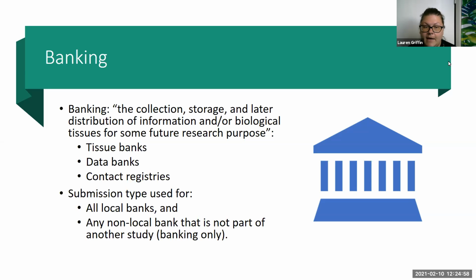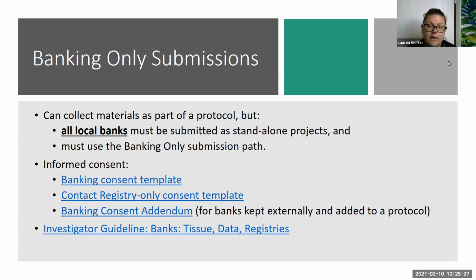So we have tissue banks, data banks, contact registries. Contact registries are something that a lot of people have started collecting. So if you have access to a group of subjects for your study and you think you might want to talk to them later, you can ask them to sign up for a contact registry. But in order to do this, you're going to need to submit a submission. So with the IRB here, we need you to submit this if it's going to be a local bank or a non-local bank that's not part of some other study. So again, you can collect these materials as part of a protocol. You just have to submit it as its own separate submission.